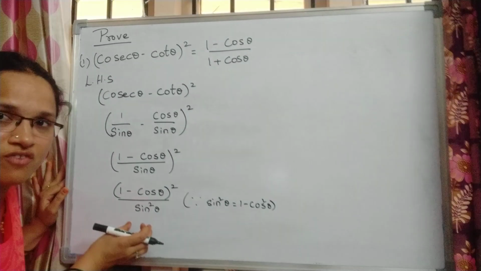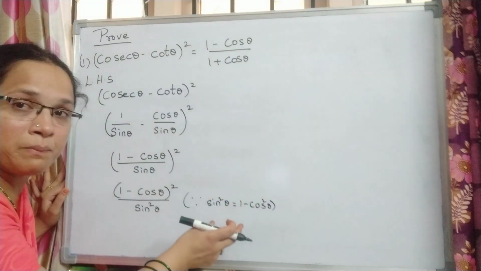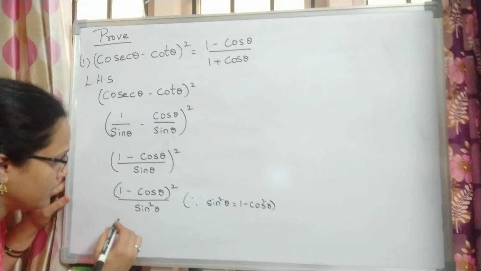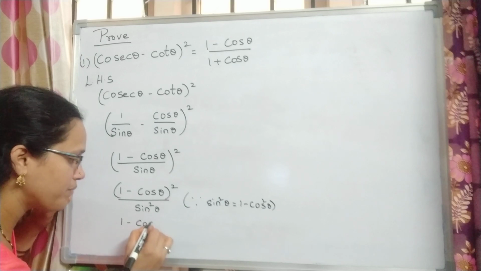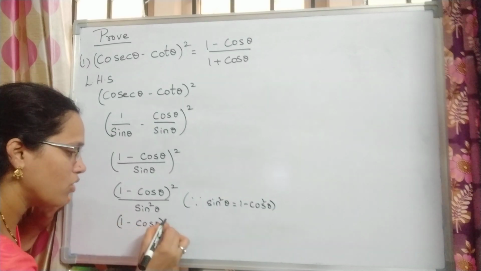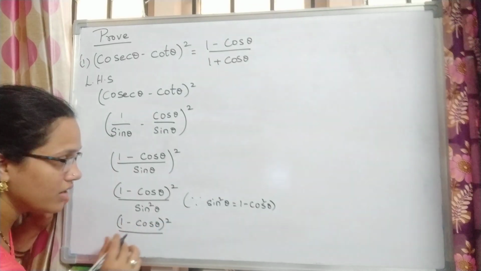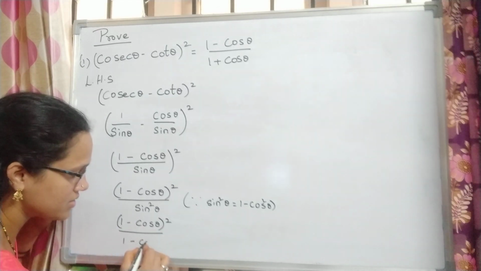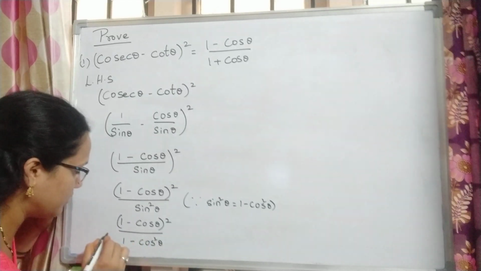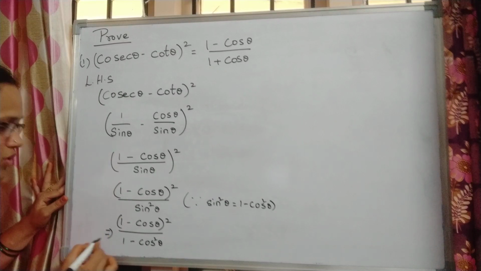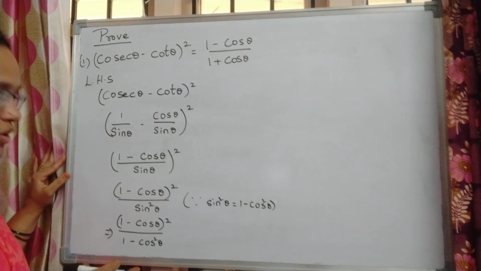So in place of sine square, I am going to replace it in terms of cos. See, 1 minus cos theta whole square by 1 minus cos square theta. So this is what you got. Yes or no? Now continue the sum.